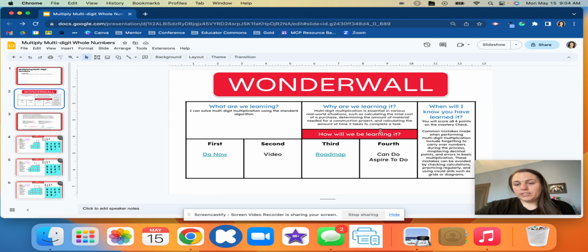The reason we're learning this is because in the real world, when we go out, we're going to have to calculate sometimes the total cost of different purchases. If you are going into construction or you're doing a home project, you're going to need to know the amount of material you might need for that project. Also, if you're trying to do some type of task that involves time, you're going to need to learn how to use multi-digit multiplication.